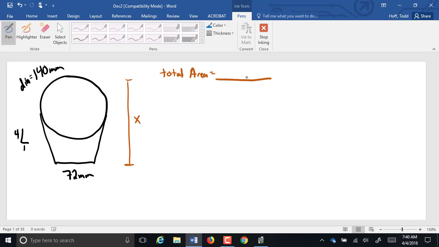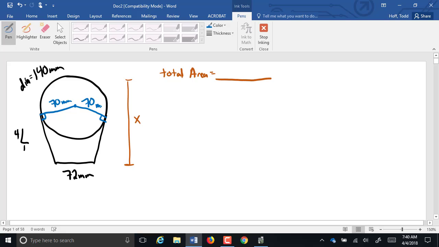Well, we need some right angles. Where can we find some right angles? There you go, tangent to a radius. So there's a right angle. There's a right angle. And we know that those lengths, being radii, are 70 millimeters. Now what?